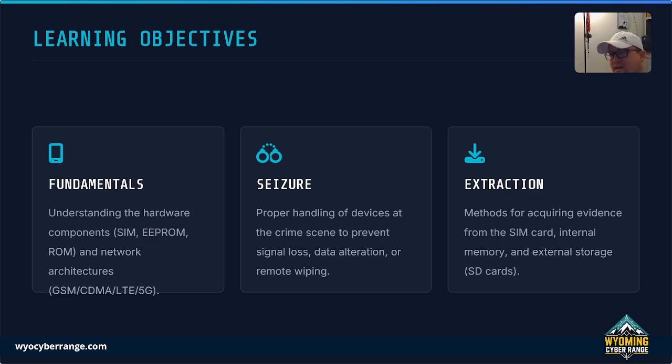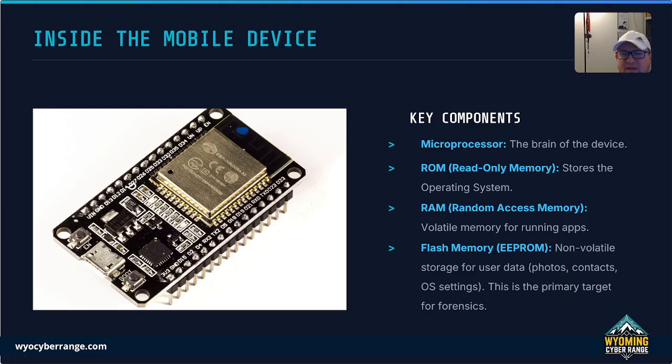Now, for the exam, you need to know the difference between extracting data from internal storage versus a removable SD card. Removable media often can be analyzed using standard computer forensics tools, whereas the internal memory may require specialized mobile suites of tools, okay? So let's look at the key components inside of the mobile device.